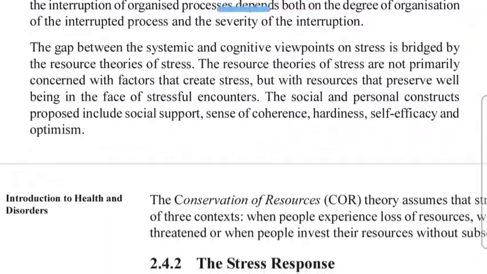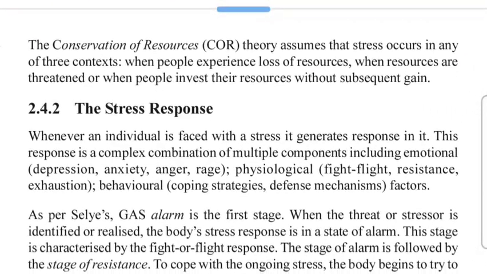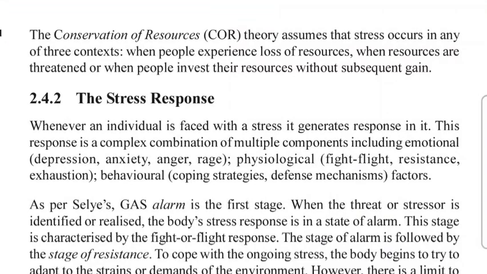The gap between the systemic and cognitive viewpoints on stress is bridged by the resource theories of stress. The resource theories of stress are not primarily concerned with factors that create stress, but with resources that preserve well-being in the face of stressful encounters. The social and personal constructs proposed include social support, sense of coherence, hardiness, self-efficacy, and optimism. The conservation of resources, COR, theory assumes that stress occurs in any of three contexts: when people experience a loss of resources, when resources are threatened, or when people invest their resources without subsequent gain.